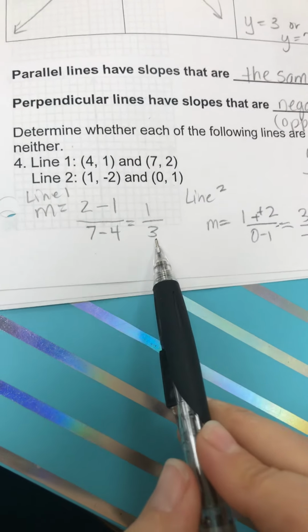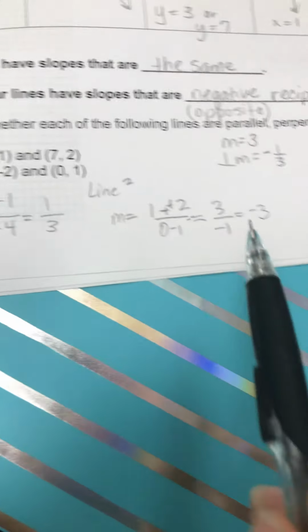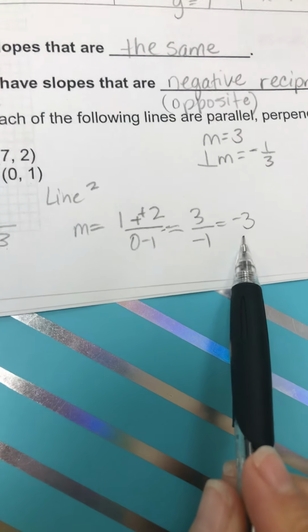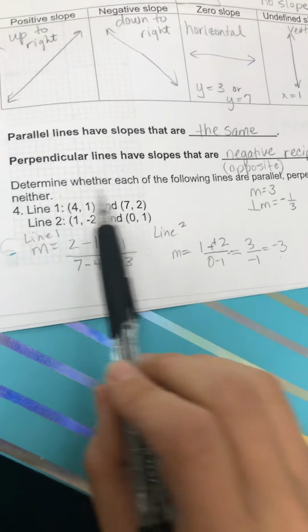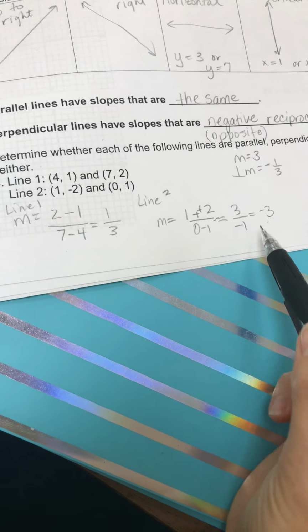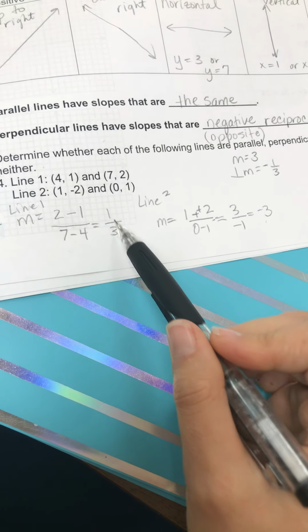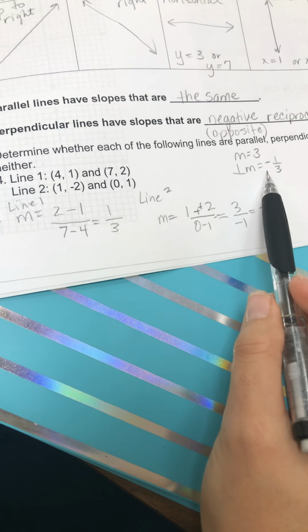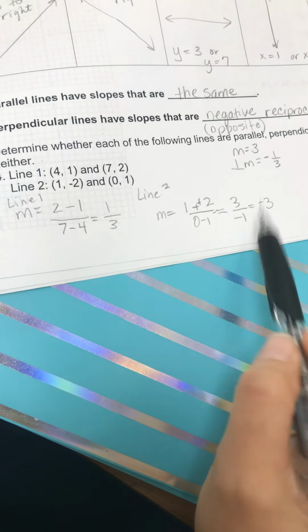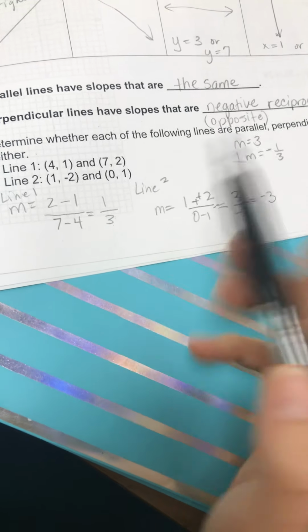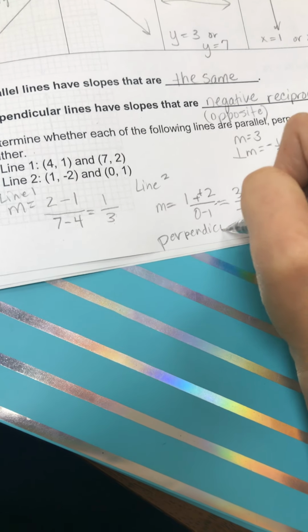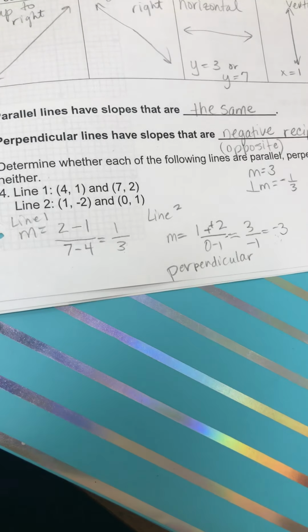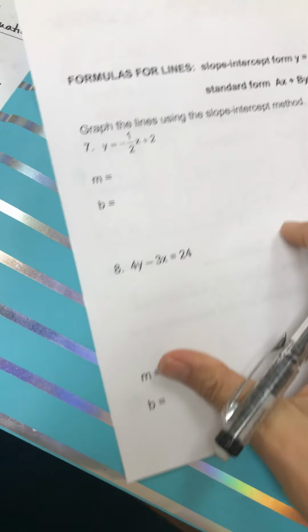So your slope for your first line is 1/3, and your slope for your second line is negative 3. Now you need to know, is that perpendicular, parallel, or neither? Negative 3 is the opposite reciprocal of 1/3. So therefore, it means it's perpendicular. That's your answer. Perpendicular.